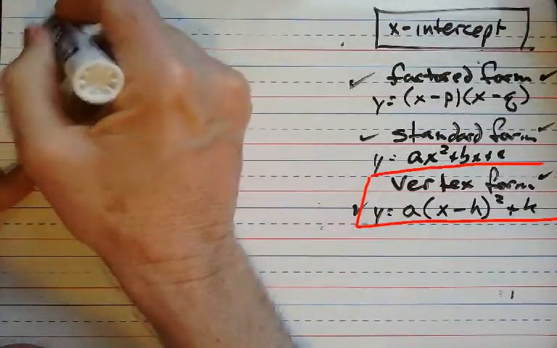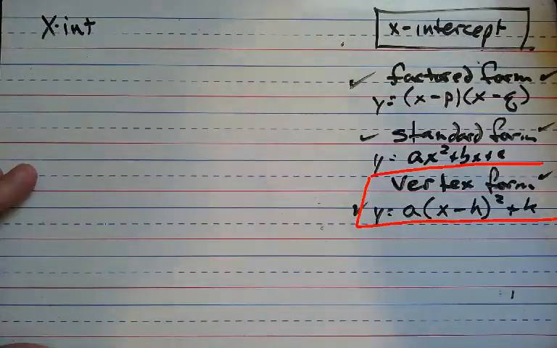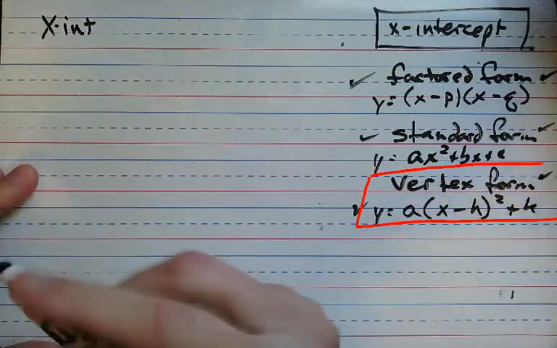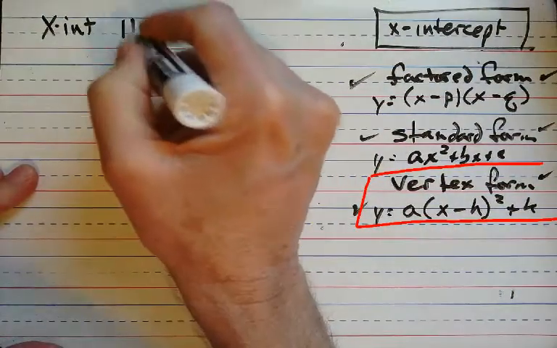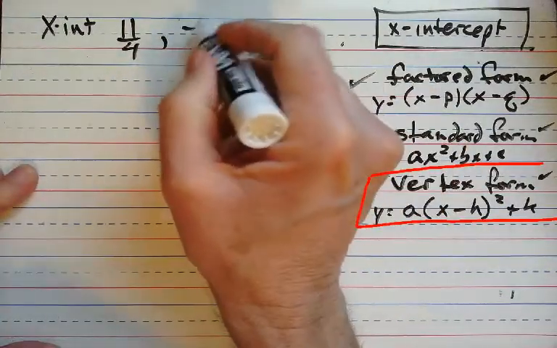So here we go. What are the x-intercepts, you say? How about 11/4, a fraction? Ha ha! And 3/4.